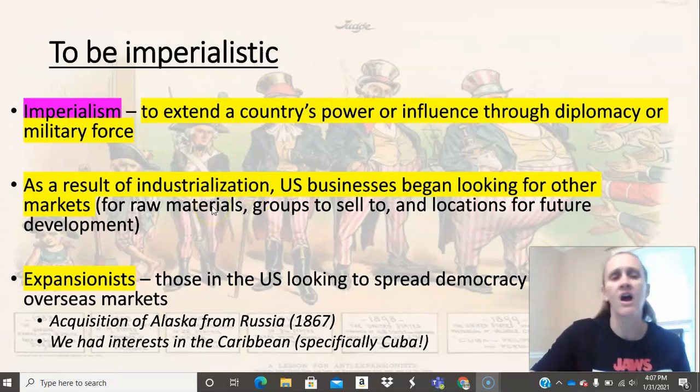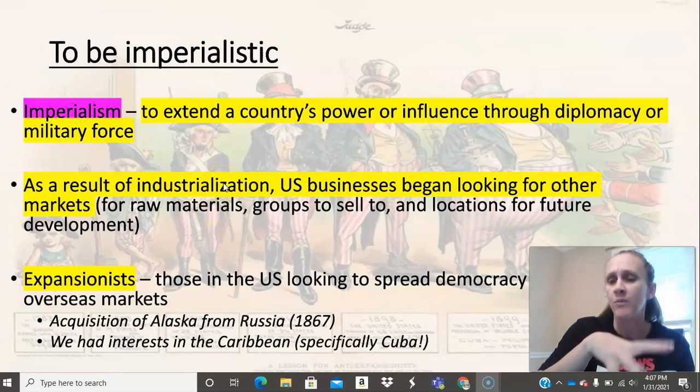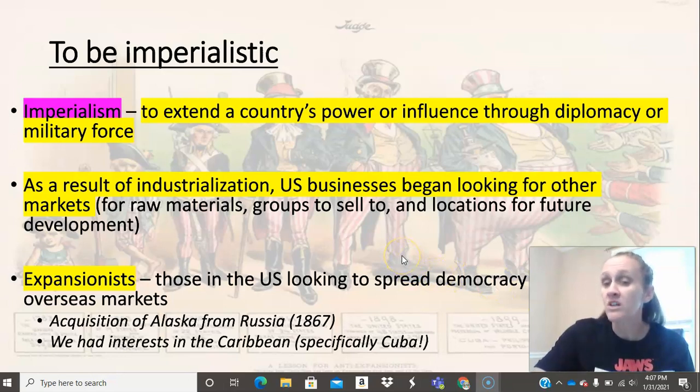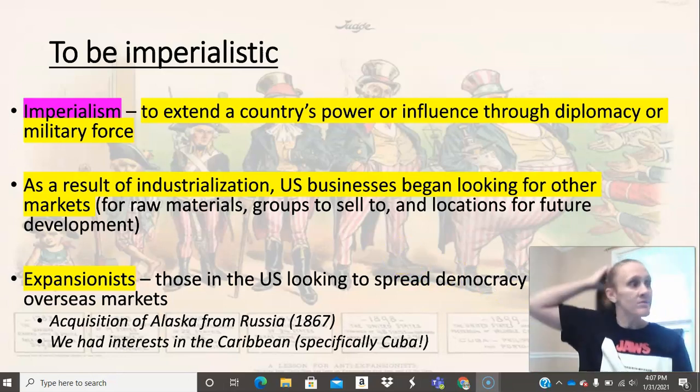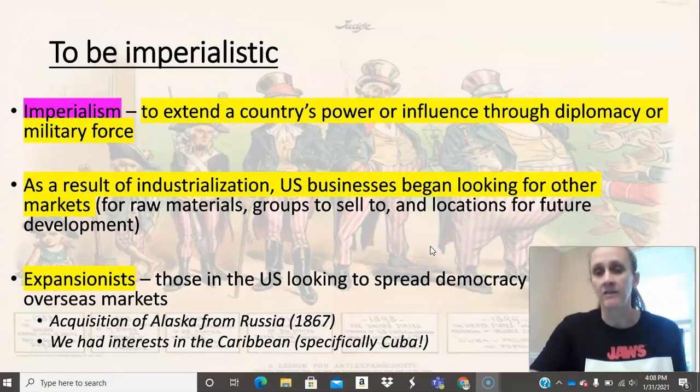But after the age of industrialization, U.S. businesses are starting to look for other markets, and they're also looking for other places for raw materials. This should sound really familiar from when we talked about the early colonial period and the triangular trade route and what Britain was looking for and how we wound up settling in North America. Okay. But the U.S. is also looking not just for raw materials, but more people to sell to and locations for future development. Okay.